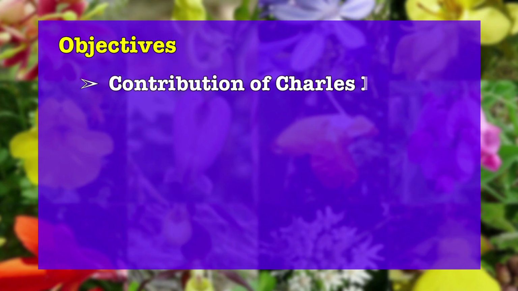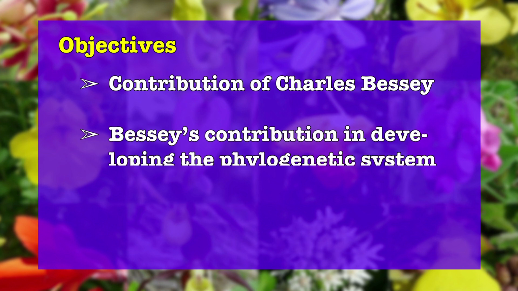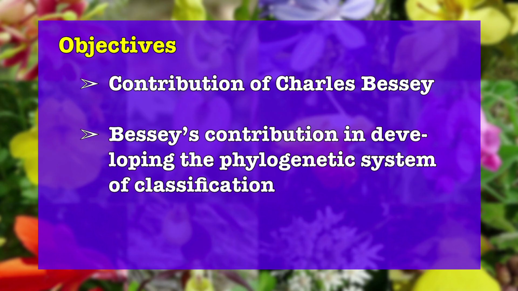Welcome, dear students. Today our topic of deliberation is major contributions of Bessey and Cronquist to plant systematics. The objectives of today's deliberation are: number first, to discuss the contribution of Charles Bessey. Number second, to highlight Bessey's contribution in developing the phylogenetic system of classification.